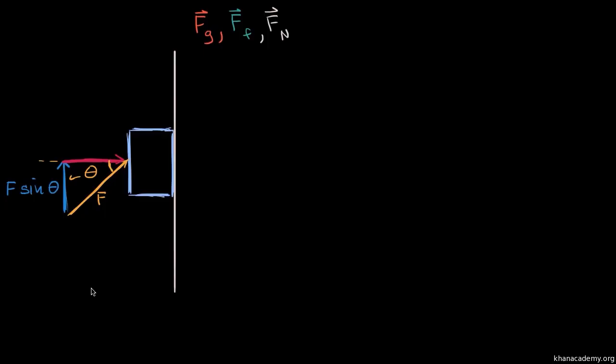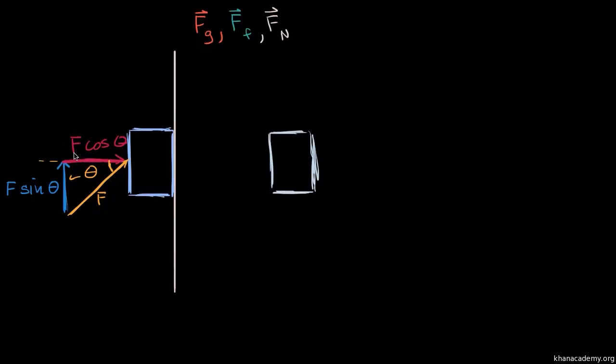Encourage you to review that if this looks unfamiliar. And the magnitude of the horizontal component, that is going to be F cosine theta. This side right over here is adjacent to the angle, SOHCAHTOA. And now with that out of the way, we can draw a free body diagram. So let me draw that block, and I'm really just going to focus on the block only.